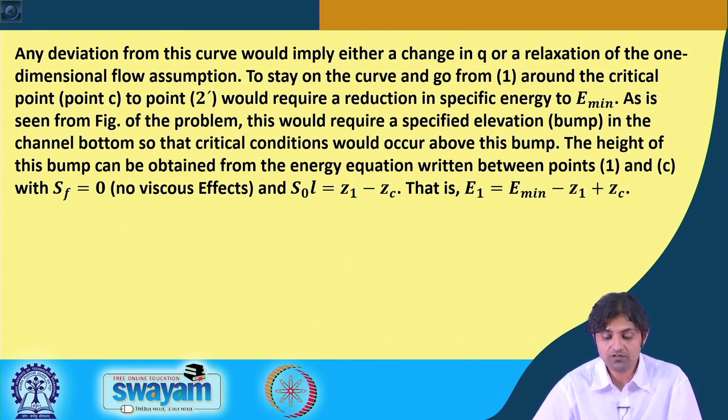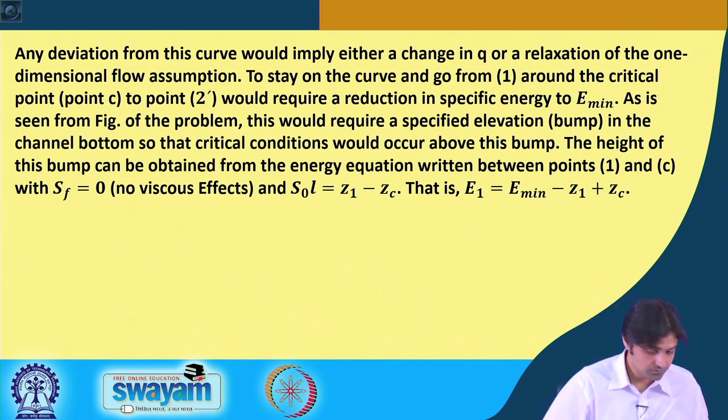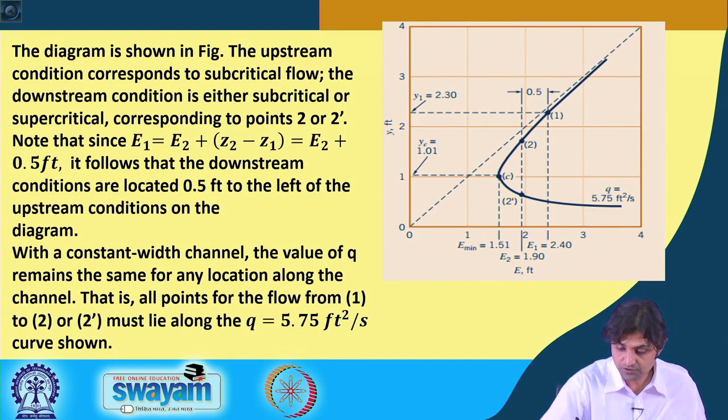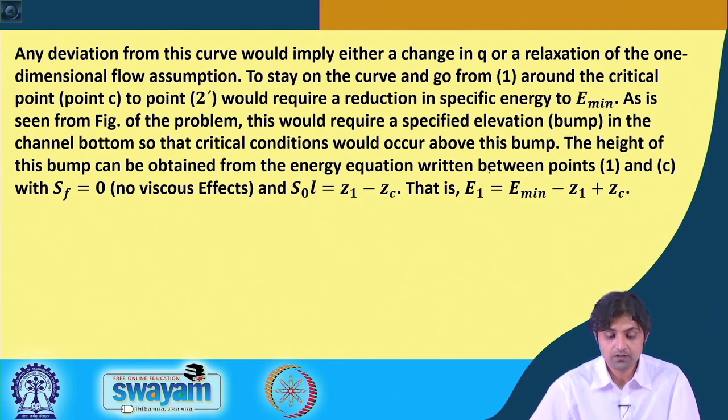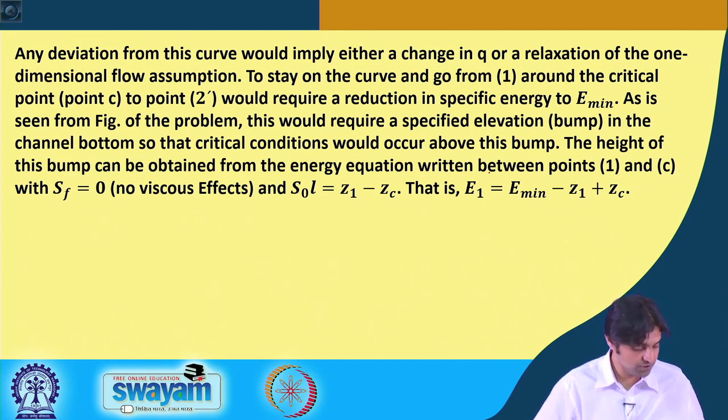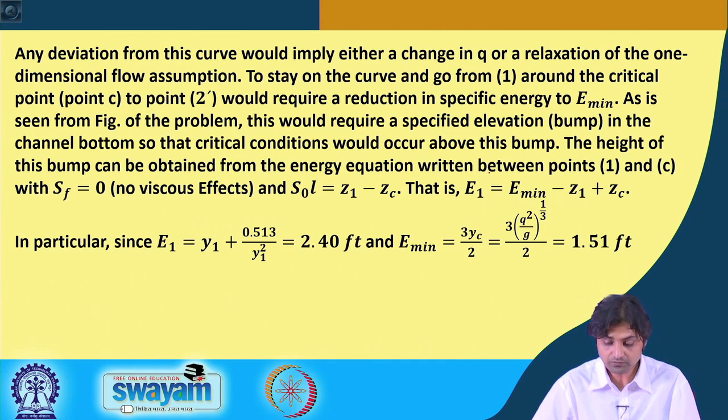To stay on the curve and go from 1, so this is the point 1, the critical would require a reduction in specific energy to E minimum. As is seen from figure of the problem, this would require a specific elevation bump in the channel bottom so that the critical conditions would occur above this bump. The height of this bump can be obtained from the energy equation written between point 1 and C with SF equal to 0.